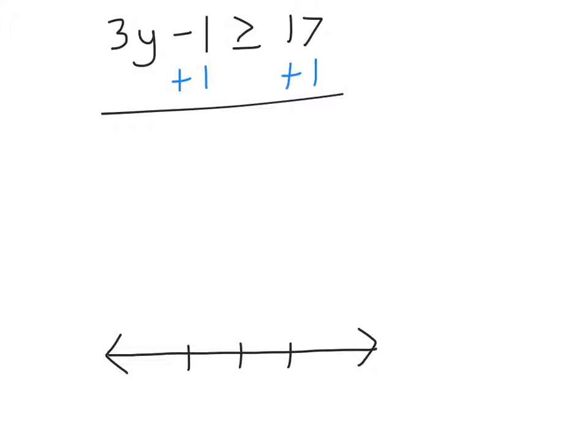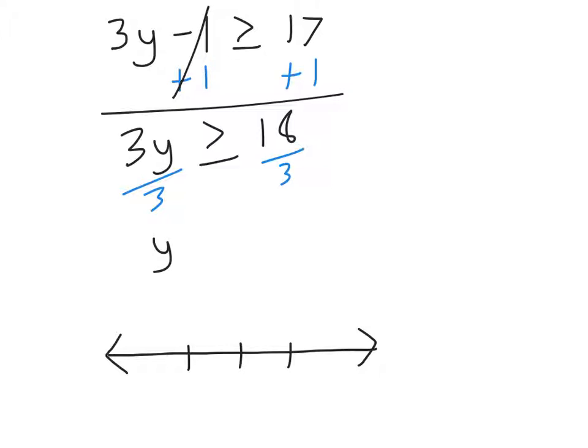Sorry, the inequality. The 1's cancel. You have 3y is greater than or equal to 17 plus 1, which is 18. The second step is going to be to divide both sides of the inequality by 3. And you're left with y is greater than or equal to 6.